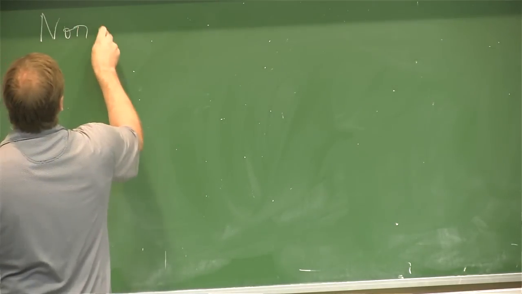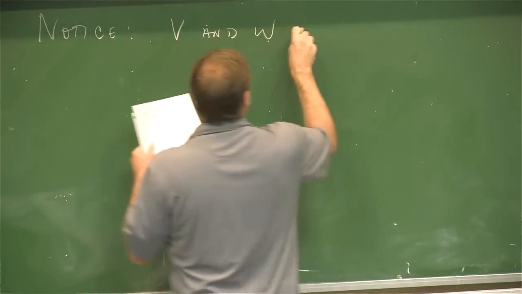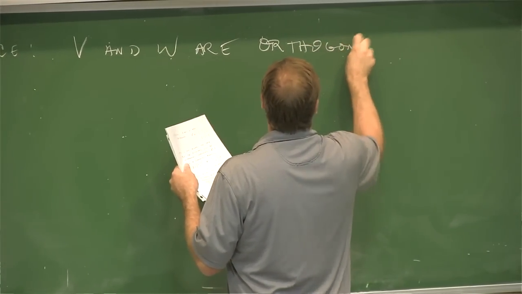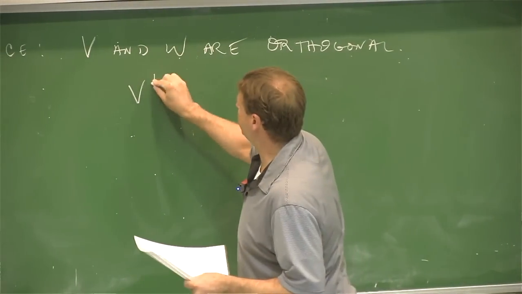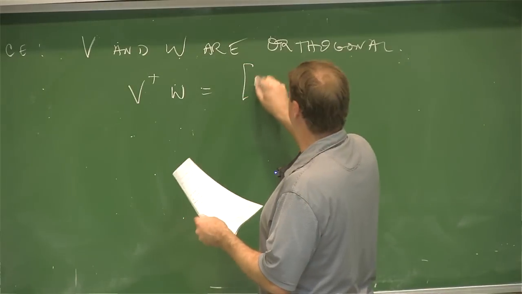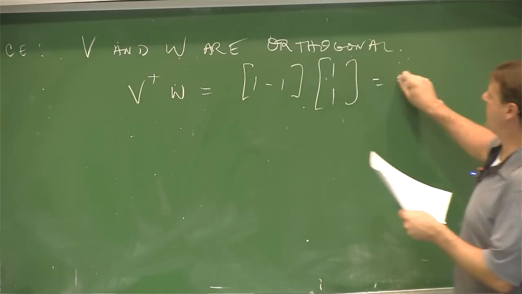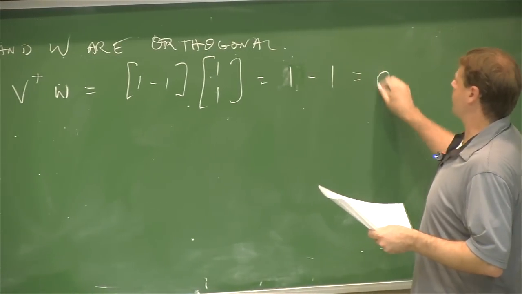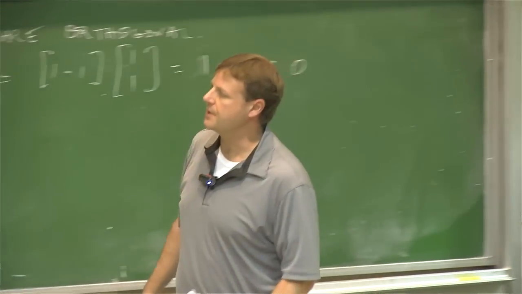Okay, so notice that V and W are orthogonal. So V transpose W, that's equal to 1, negative 1 times 1, 1. That's equal to 1 minus 1, which is 0. So V and W are orthogonal, and I drew the picture too. We can also see that from over here.